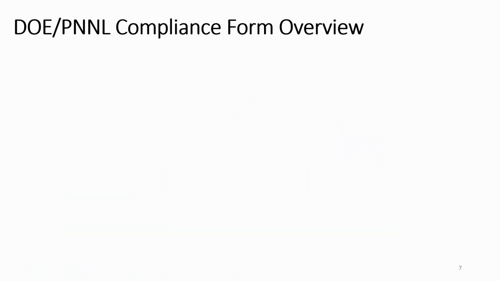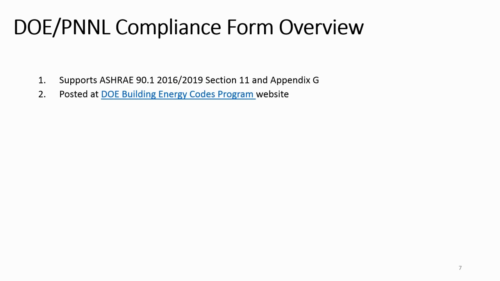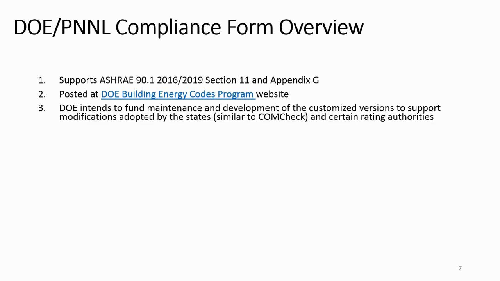So, quick overview of the compliance form that we will be talking about today. It supports 90.1 2016 and 2019 editions of Section 11 and Appendix G. Christina will show you there is a list box within the form where you select the edition of the standard and whether it's Section 11 or Appendix G path. The form is posted at the DOE Building Energy Codes program website.